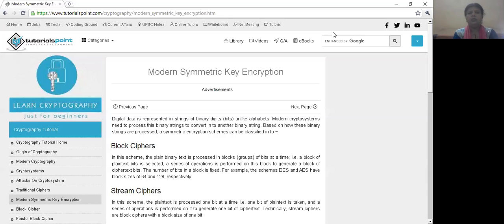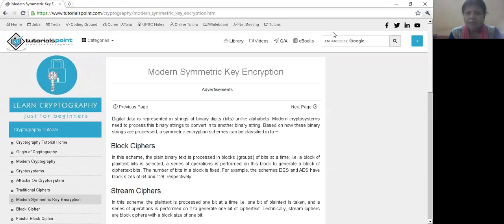Good morning, students. Today we'll be talking about modern symmetric key encryption. Digital data can be represented in strings of binary digits, unlike alphabets. We basically have two different types of ciphers: one is the block cipher, and the other is the stream cipher. We'll first try to understand what a block cipher is.